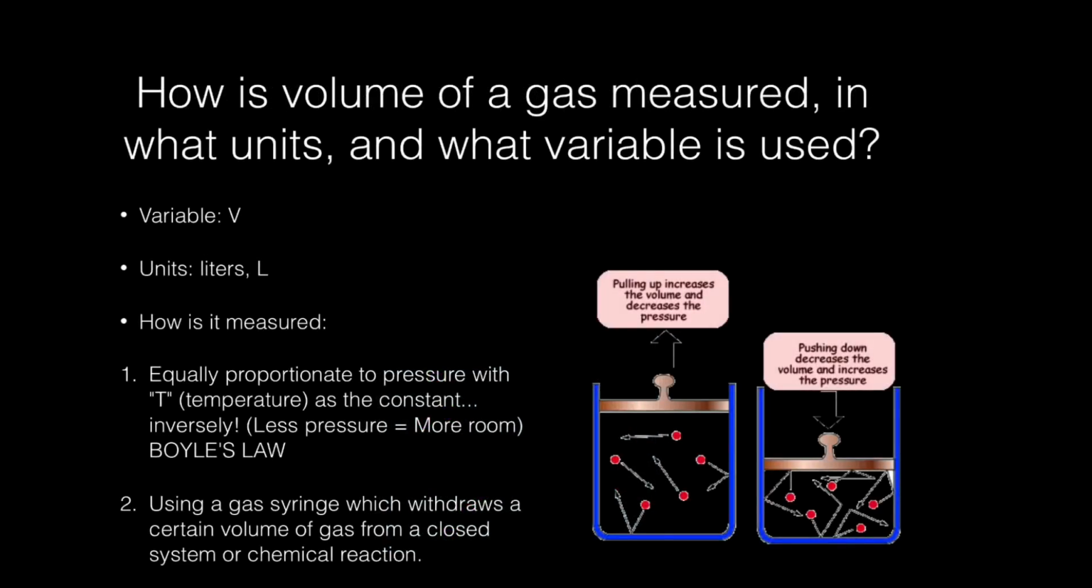How is volume of a gas measured, in what units, and what variable is used? The variable used is a capital V, the units are liters, and it's measured in two different ways. One is by using a gas syringe, which withdraws a certain volume of gas from a closed system or chemical reaction. The other way is with Boyle's law. The volume is inversely proportional to pressure, with temperature being the constant. This relationship is inverse, meaning that less pressure is more room.